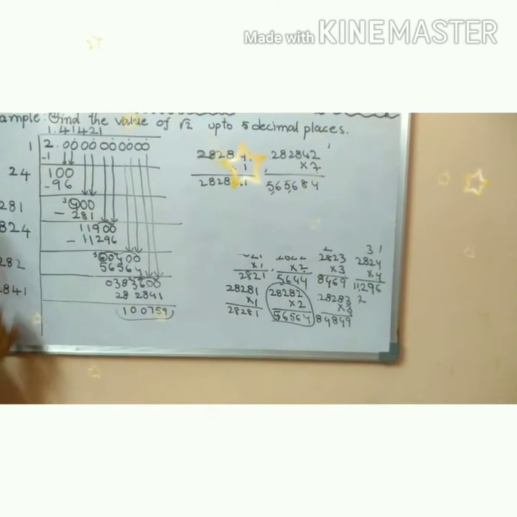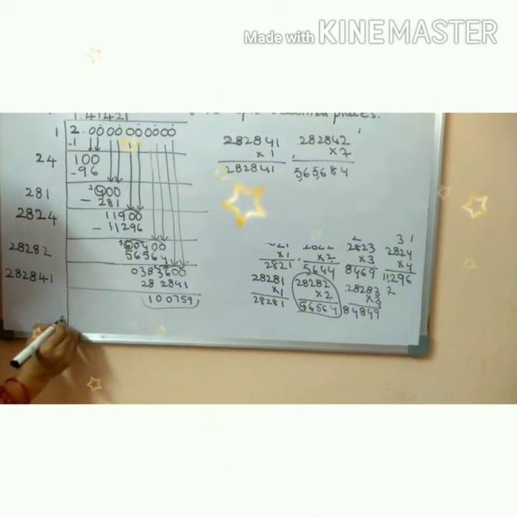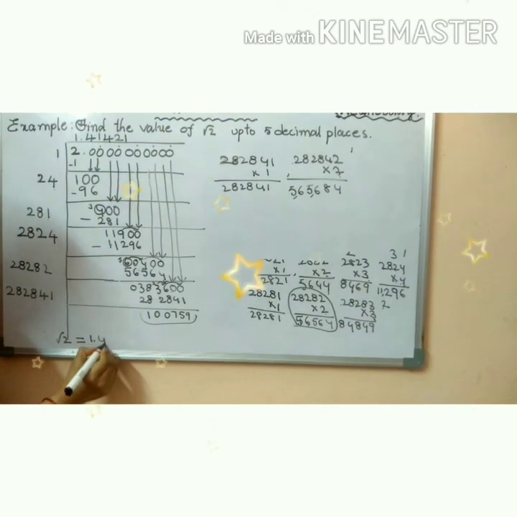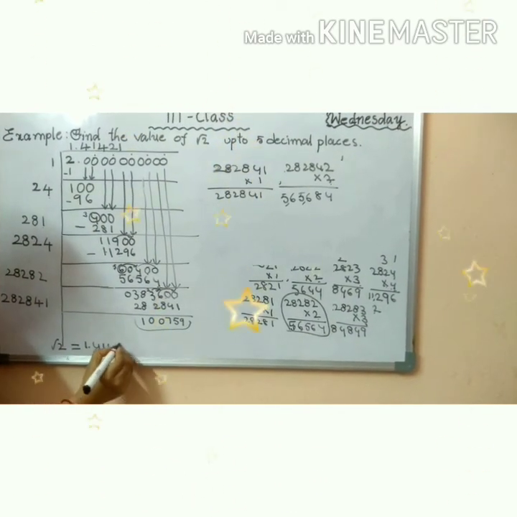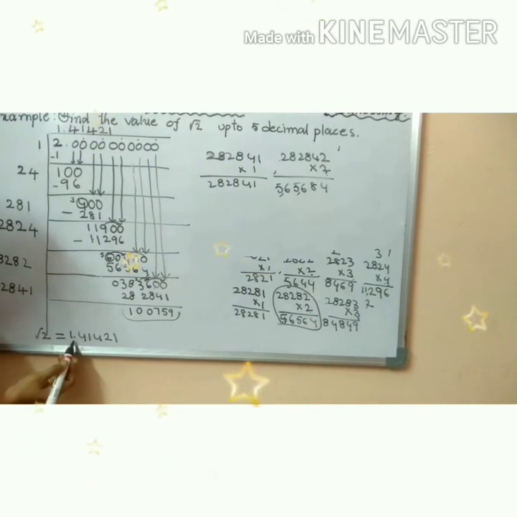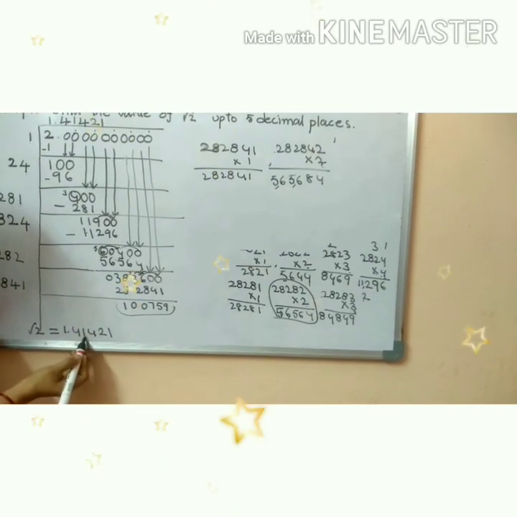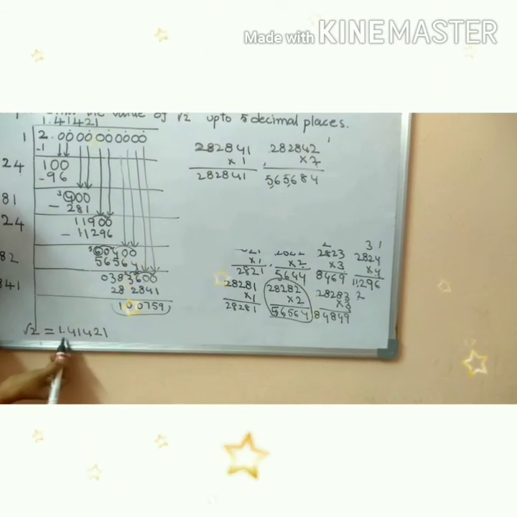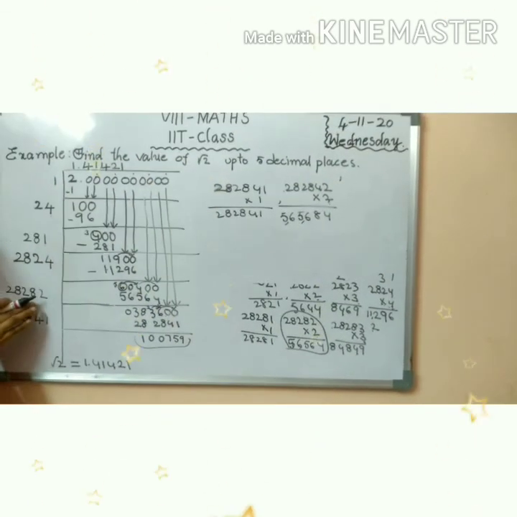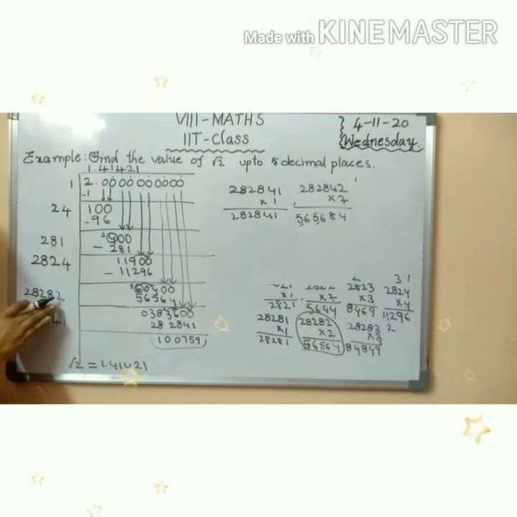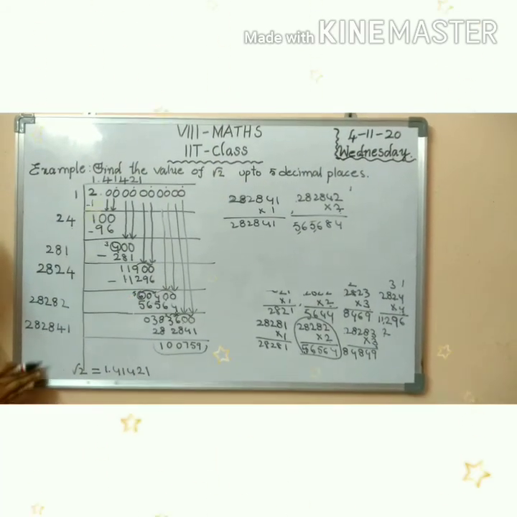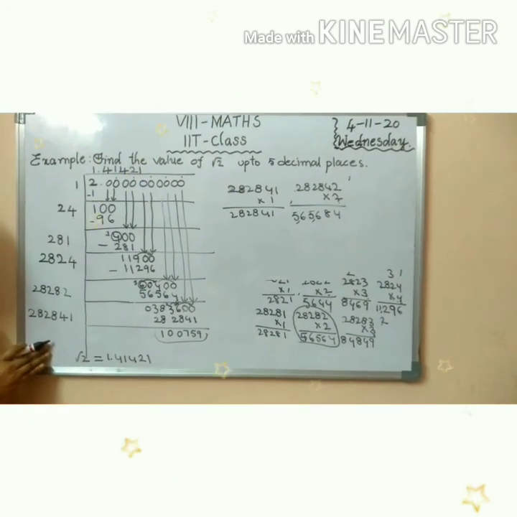So therefore root 2 is equal to 1.41421. How many decimal places are there? 1, 2, 3, 4, 5 only. You just have to take the point after 5 decimals. Did you understand, children? It is very, very important. It is to find the value of root 2 up to 5 decimals. Did you understand this process, children?